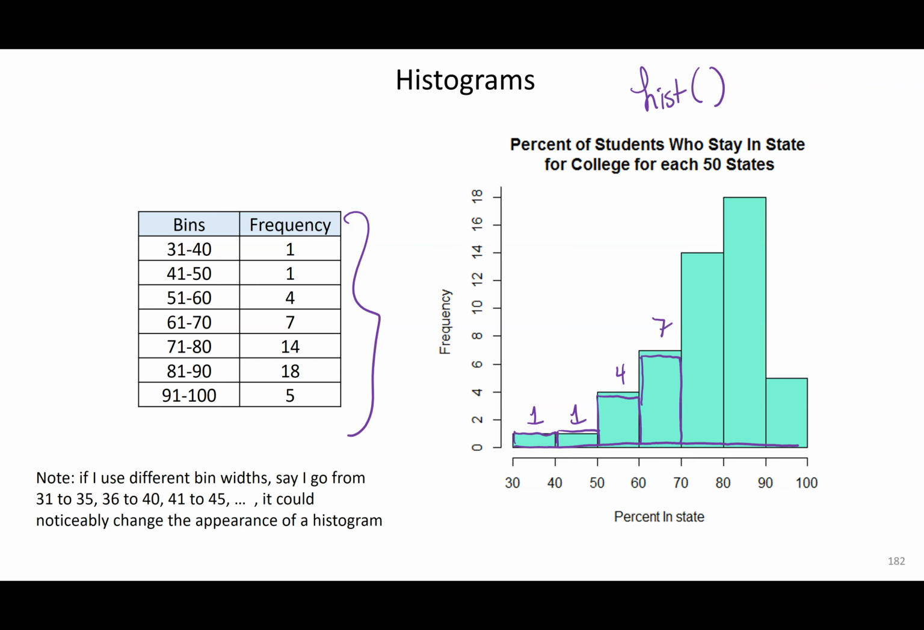And you can tell it exactly how wide, or how many breaks you want. There's a breaks option in there. So one comment I want to make is, if I use different bin widths, so instead of going from 30 to 40, 31 to 40, 41 to 50, maybe if I went 31 to 35, 36 to 40, 41 to 45, it could change how the histogram looks.